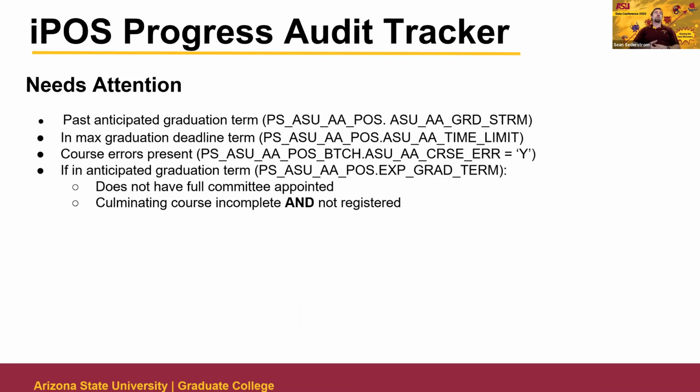So what are some of the things that will put a student into the needs attention category? For instance, if they're past their anticipated graduation term, or if they're in their maximum graduation term, that deadline term. By policy, master's students have 6 years to complete a degree, doctoral have 10 years. So if they have reached that point, we want to give them a warning saying, hey, you got to finish up here. We want to bring that to their attention, as well as, like I mentioned before, course errors. If they happen to need to make a change there, we also want to bring that to attention.